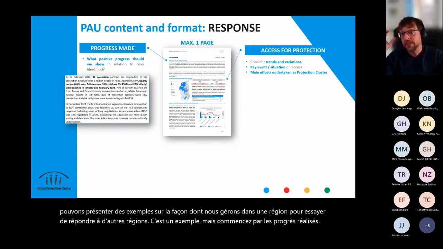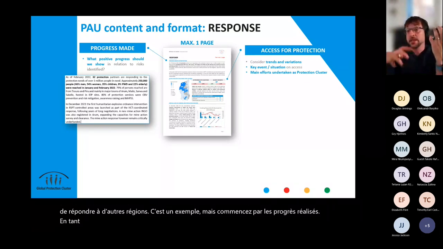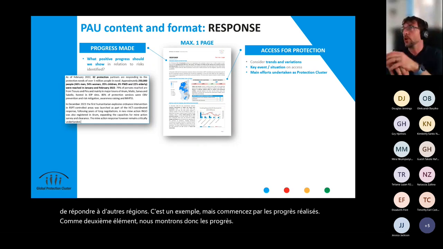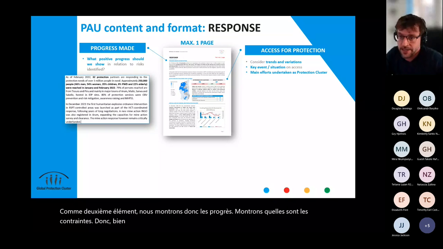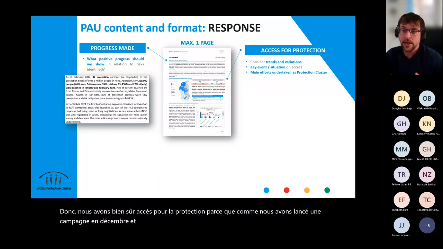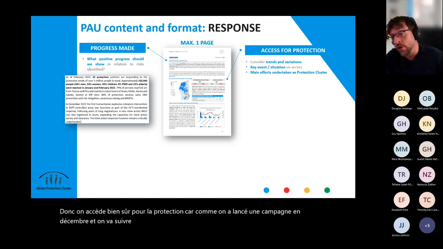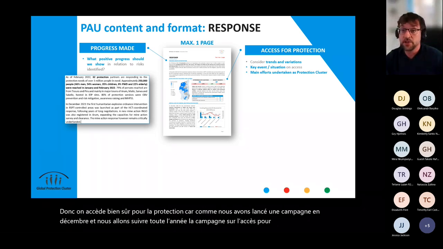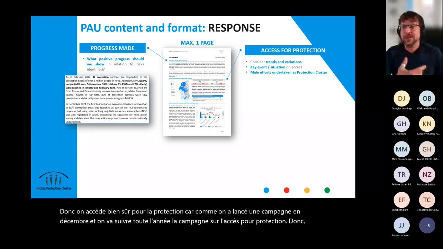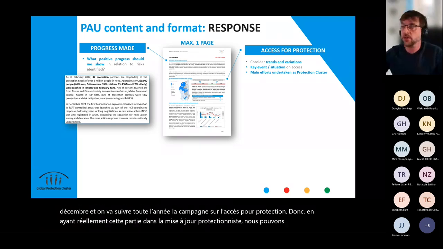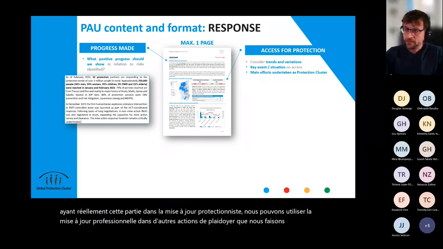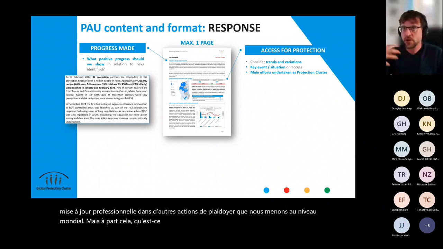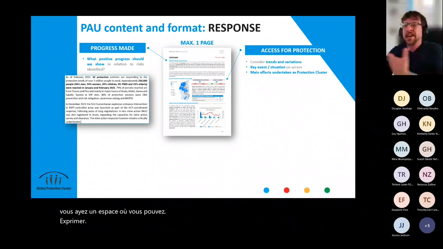As a second element, after we show the progress, let's show what the constraints are. Of course, access for protection, because as you know, we launched a campaign in December and we're going to follow it all year. By having this part in the protection analysis update, we can use it in other advocacy action we are doing at global level. But besides that, what is important for us is that from your operation, you have a space where you can express, not the typical OCHA data on access, but the constraints you see from a protection perspective.